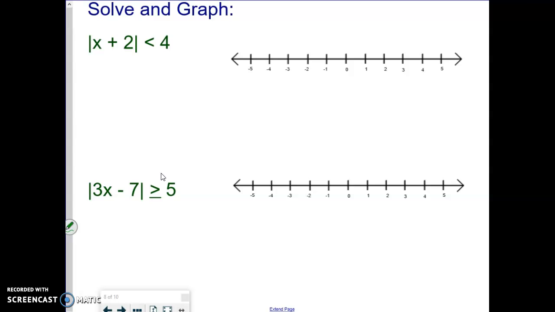So when I rewrite this, what I do is I actually just rewrite the x plus 2 is less than 4. And then I put the same symbol in the front and then the opposite of my C value. And that becomes my and compound inequality. Okay? Because what I'm saying is the absolute value has to be less than 4, which means that value inside the absolute value has to be between negative 4 and positive 4. From there, I can go ahead and solve.